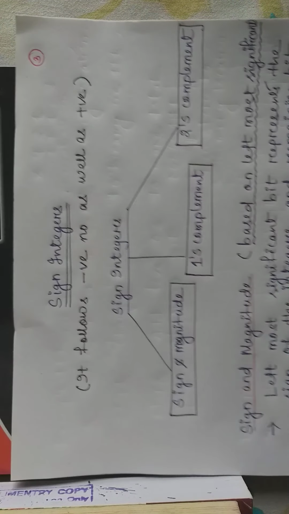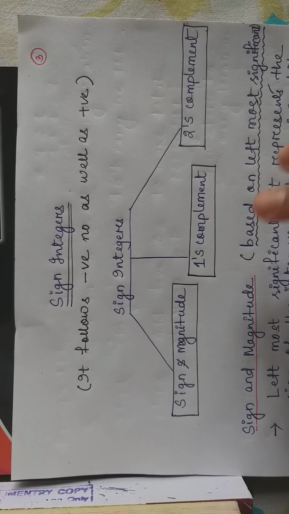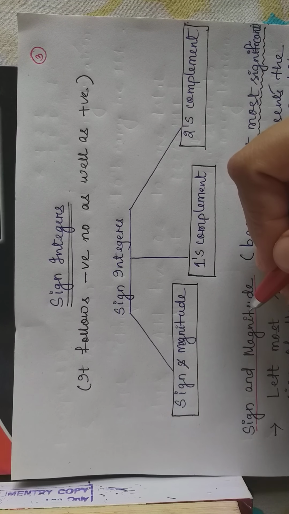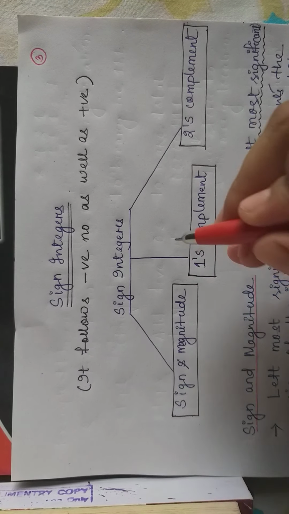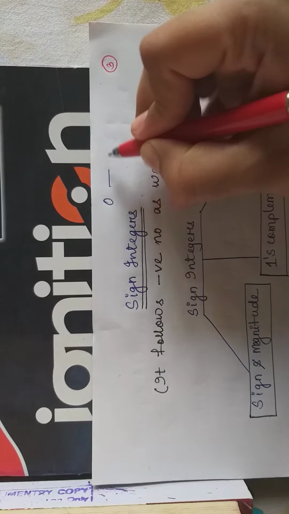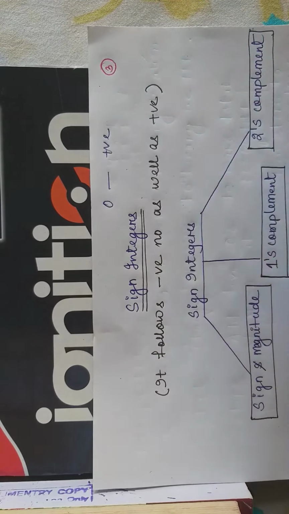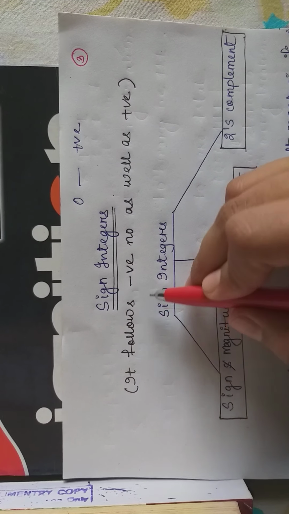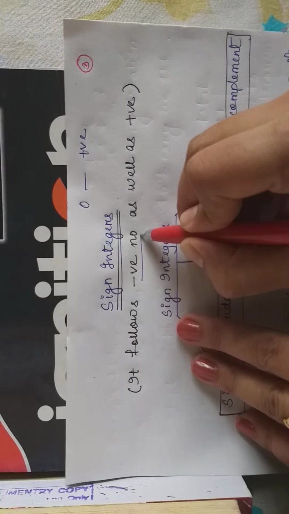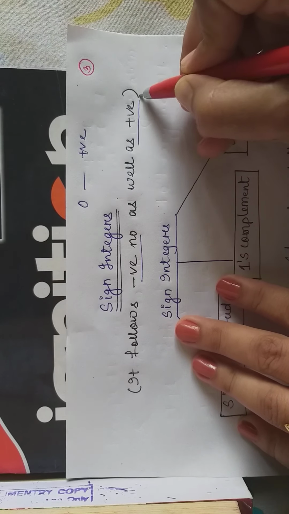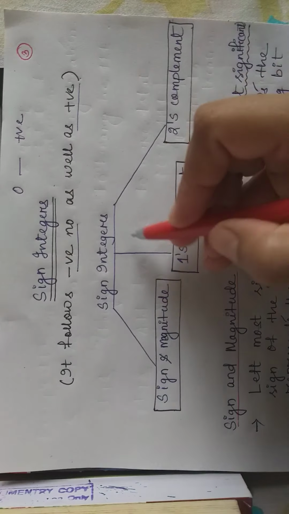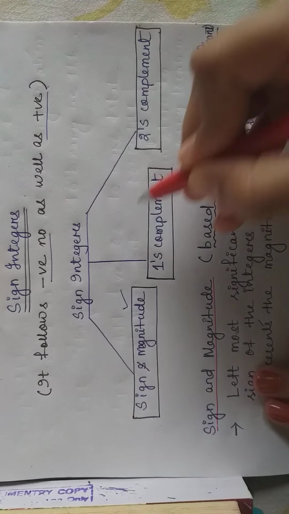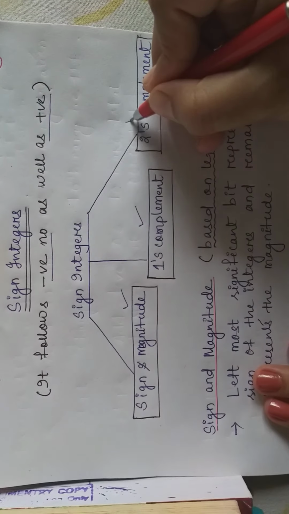Then comes the signed integer. As we know from the previous case, unsigned integer always lies in the range between 0 and positive infinity, but signed integer is different from unsigned integer. It follows negative numbers as well as positive numbers. That means the signed integer is categorized into three types: sign and magnitude, ones complement and twos complement.